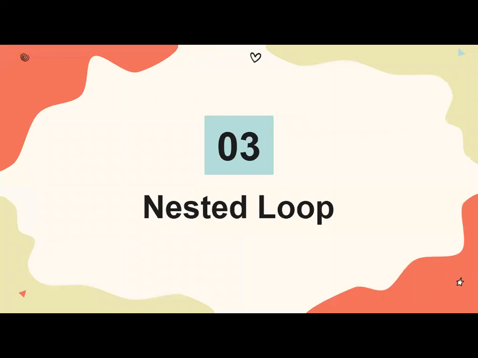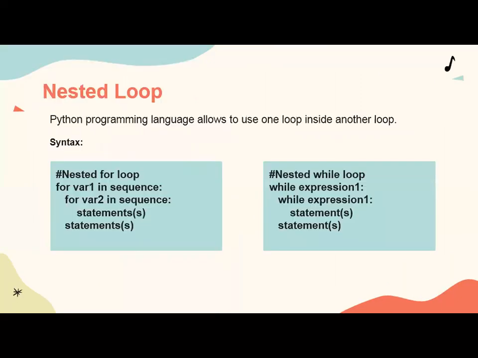Last, I will explain about nested loops. Python programming language allows us to use one loop inside another loop. The following programs show a few examples to illustrate the concept. Syntax for the nested loop. We can use nested loops in both the for loop and while loop.